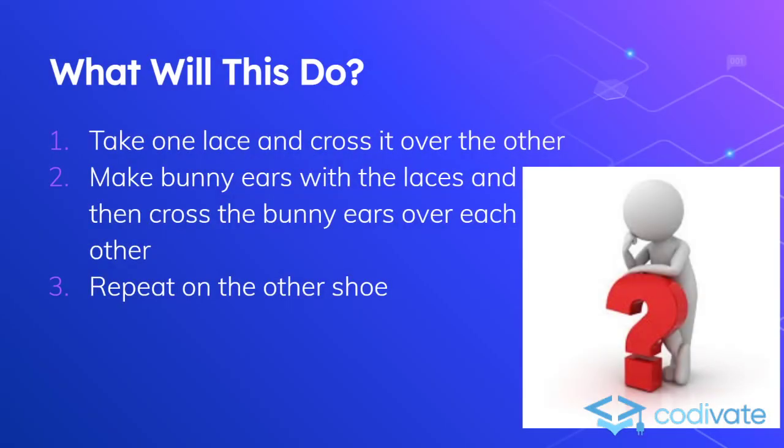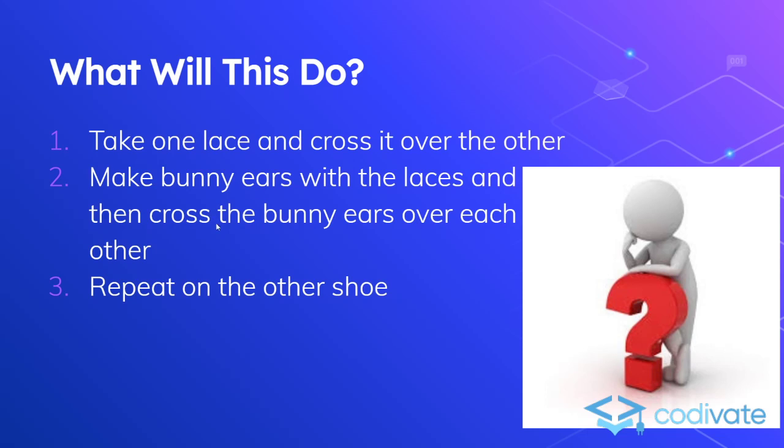Next one, this is the last one, is take one lace, cross it over the other, make bunny ears with the laces, and then cross those bunny ears over each other. Repeat on the other shoe. Keywords here are shoe, lace, crossover, and bunny ears. Now, if you imagine yourself doing these things, if I took one lace, now, when I say lace, that probably confuses you a little bit, because what lace? Where are you getting this lace from?